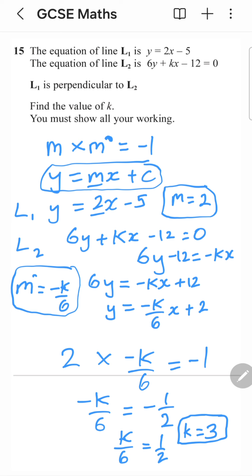And that is the answer to your question. So you can see there's a few steps in that question, but the first thing you have to know is that for perpendicular lines, the gradients multiplied make minus 1. Once you know that, the next thing you have to know is being able to rearrange to put an equation into the format y equals mx plus c.